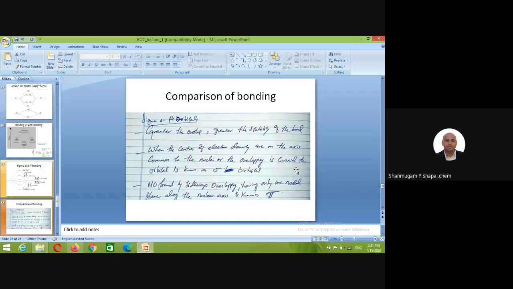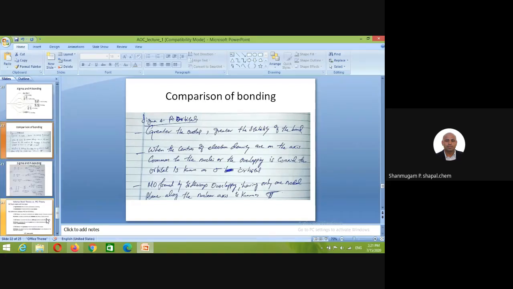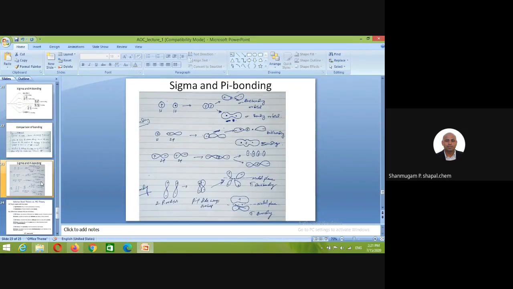When the centers of electron density are on the axis common to the nuclei, or the overlapping is coaxial, the orbital is known as a sigma orbital. Okay, so this is another definition of the sigma orbital. Here it has been represented quite nicely.